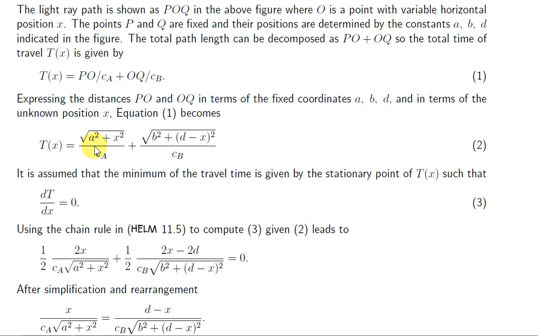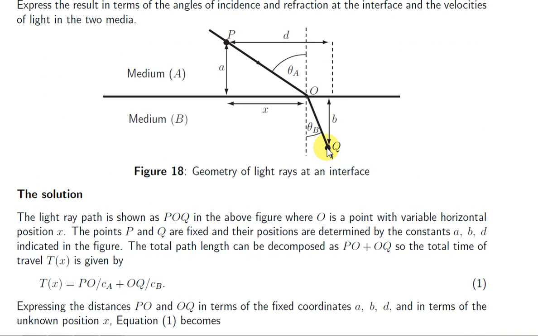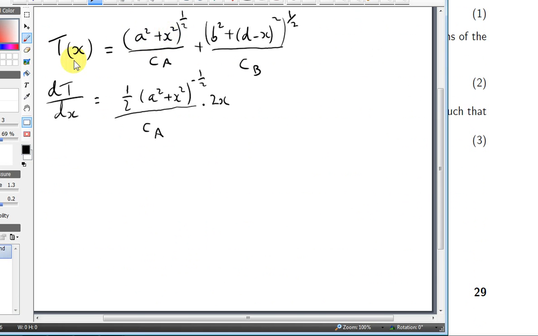So remember, by the principle of least time, the light ray will follow a path from point P to Q that minimizes the time. So we want the value of x that minimizes t. So to do that, we need to differentiate t with respect to x, set the derivative equal to 0. So let's look at t of x and let's differentiate it. Well, we use the chain rule. Take the half down, subtract 1 from a half to get minus half, then multiply by the derivative of what's inside the bracket, which is 2x. Remember, a is a constant.